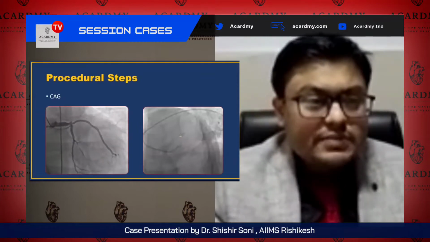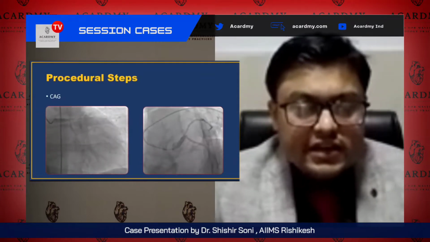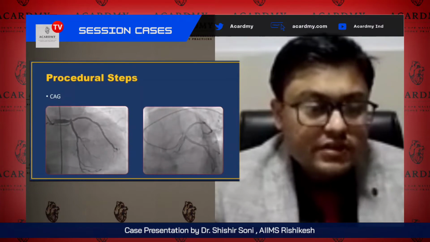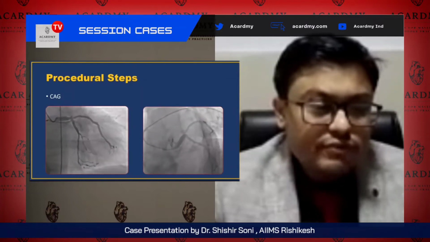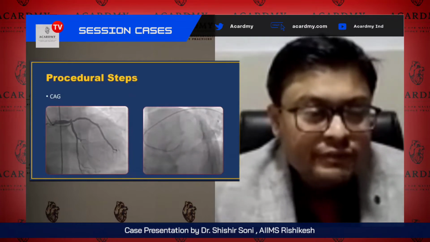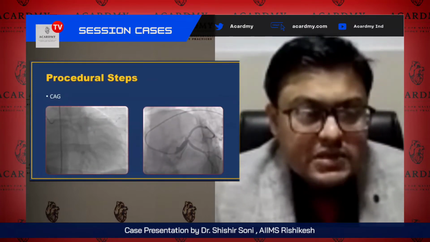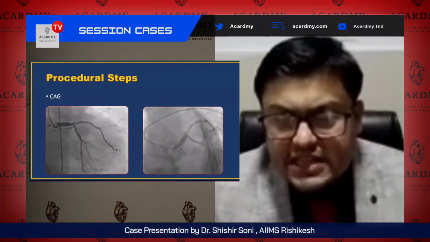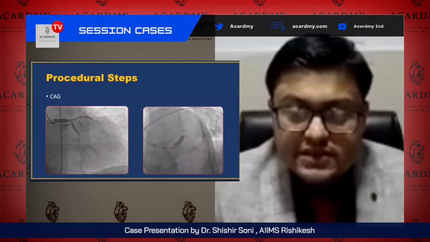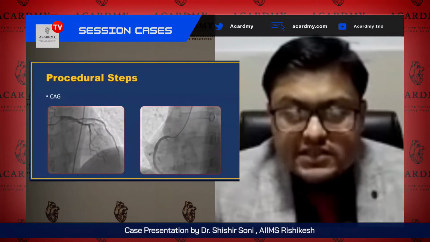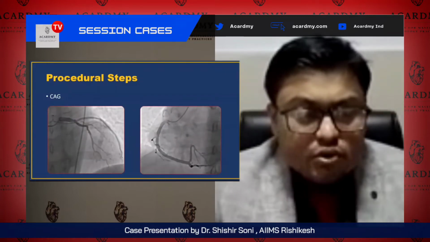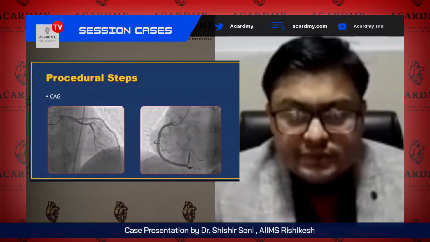In the cath lab, CAG was done, as shown in this fluoroscopy angiogram. It is suggestive of distal left main plaquing, followed by proximal LAD 100% occluded with thrombus. The spider view also shows the same finding. However, there were no other significant findings in the RCA and LCX, except the OM, which was a smaller one.